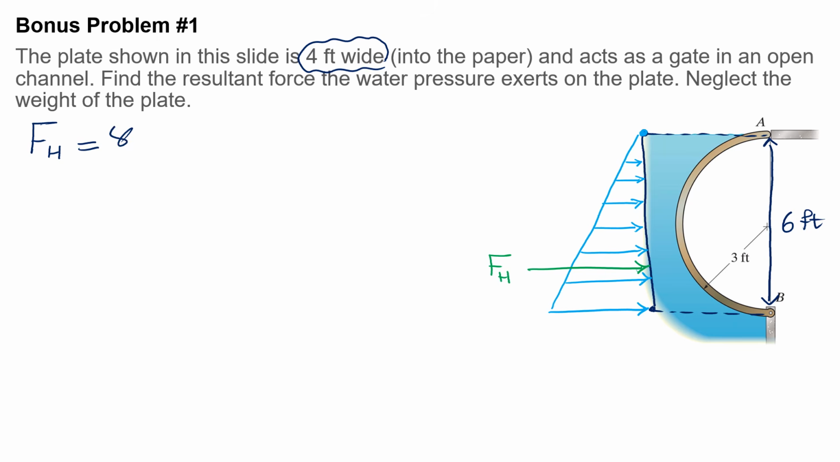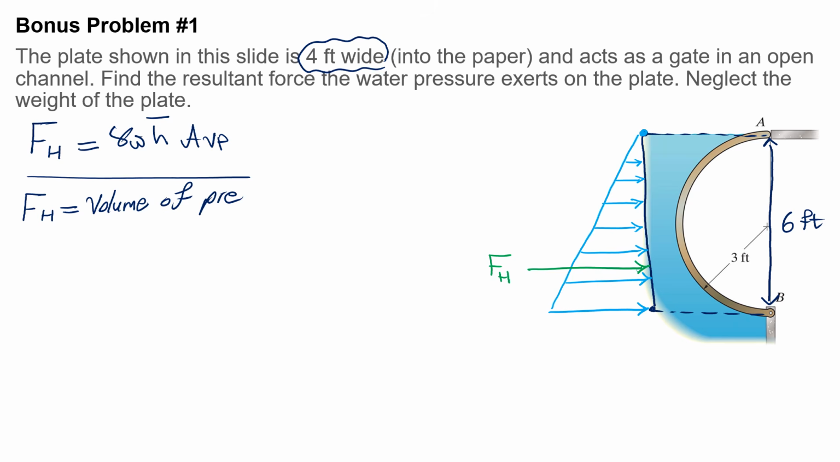One method would be using the very familiar equation, which is specific weight of water times h bar times area of vertically projected area. Another method is the geometrical method. So in the geometrical method, FH is equal to the volume of pressure distribution on the vertically projected area. So I'm going to write it down. Volume of pressure distribution on the vertically projected area.